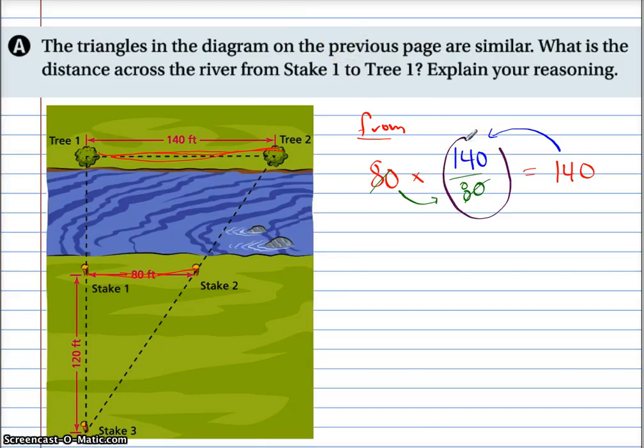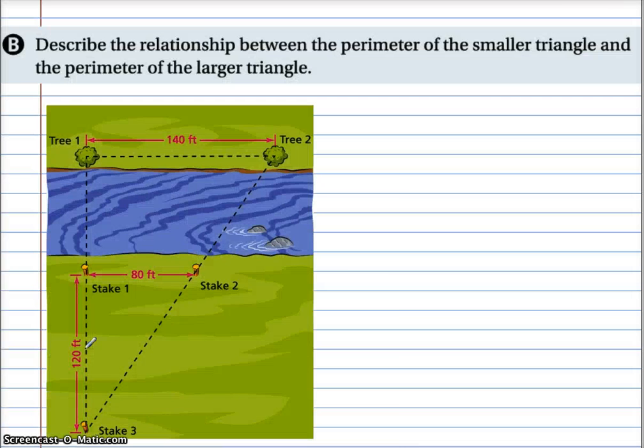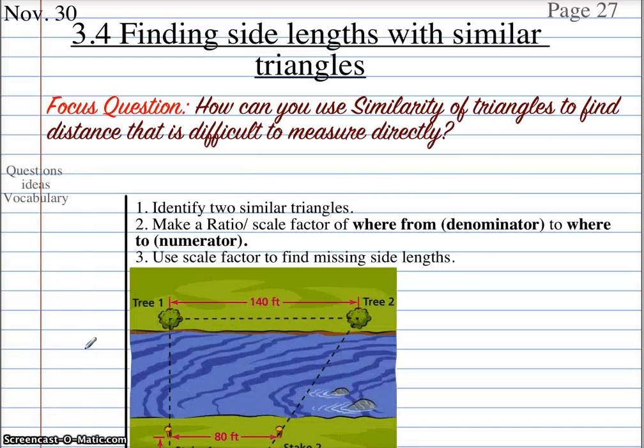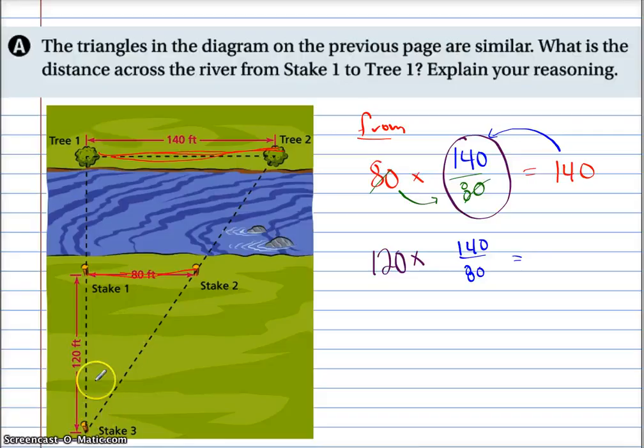I'm going to use the same thing for this 120. So I'm coming from 120 from the small triangle times, and again, here's our ratio, 140 over 80, and I want to figure out what I end up with. This is my stake. This is my total distance. This is my total distance from stake 1 to stake 3 to tree 1.